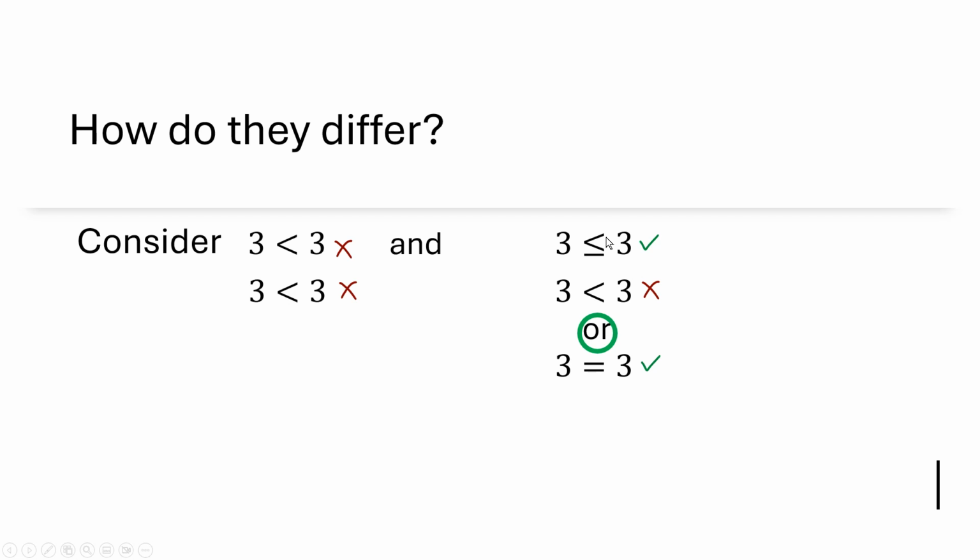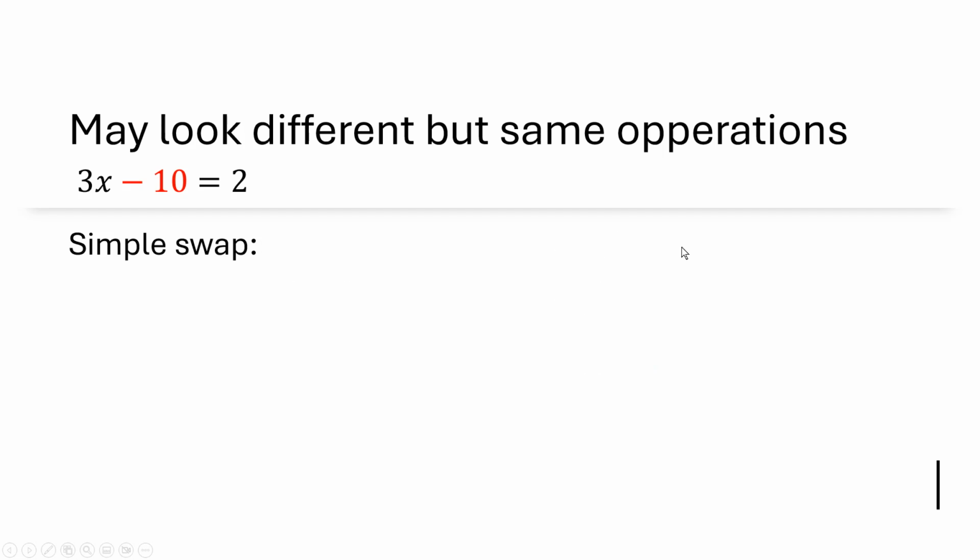Do 3 is greater than, less than, or equal to. So it may look different, but we're still using the same operations we've been using in the past. So we have 3x minus 10 is equal to 2. A simple swap, all right? So what we're going to do is just swap it with a different one of the symbols, in this case less than 2, and go through to figure out what we need to do.